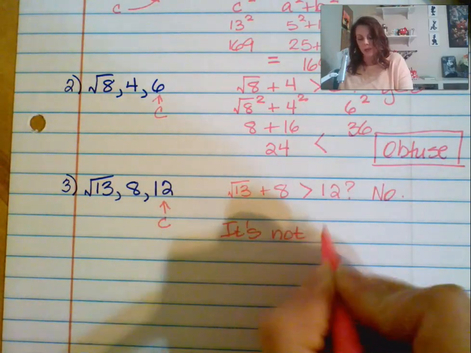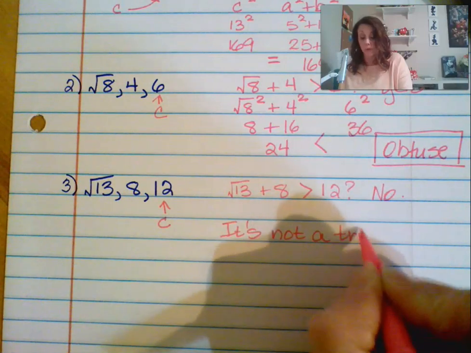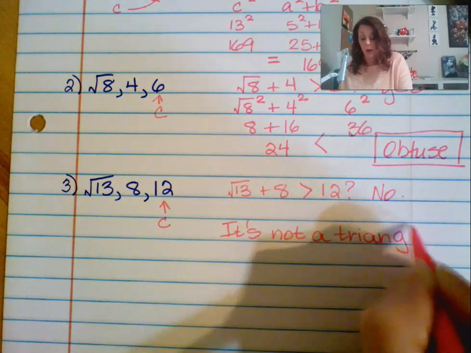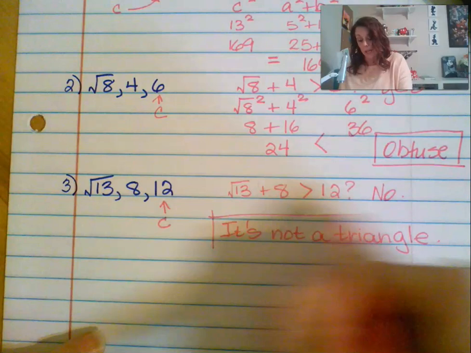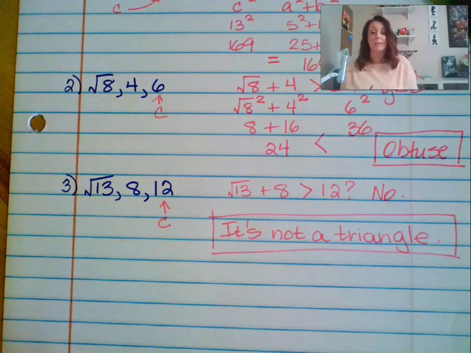Now what does that mean in terms of the second question? What type of triangle does it make? It doesn't make a triangle, so I can't identify its type. I just simply say it's not one.